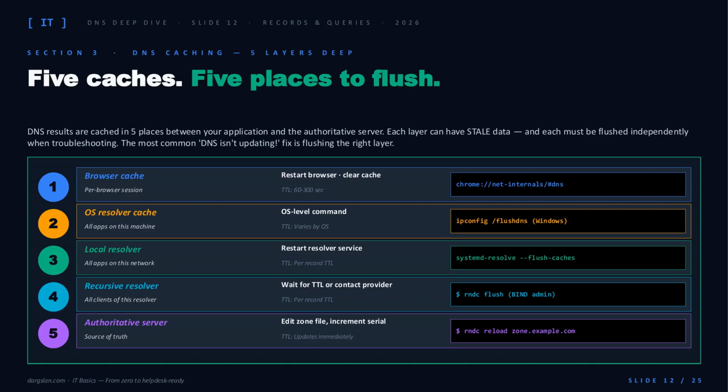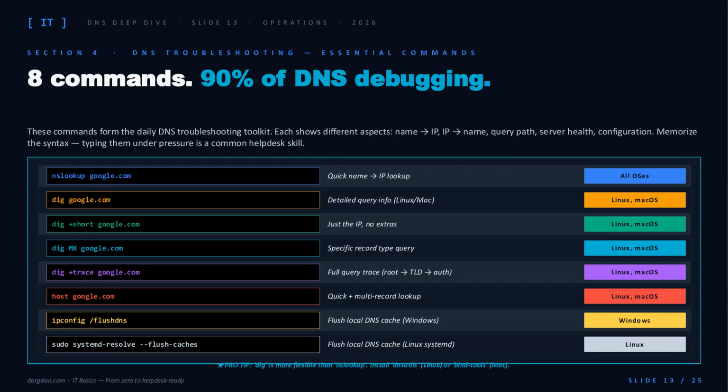So memorize these commands. ipconfig /flushdns on Windows, systemd-resolve --flush-caches on Linux, and chrome://net-internals/#dns inside the browser itself. And once you can flush caches, the next step is actually inspecting what DNS is doing, which is where these 8 commands earn their keep.